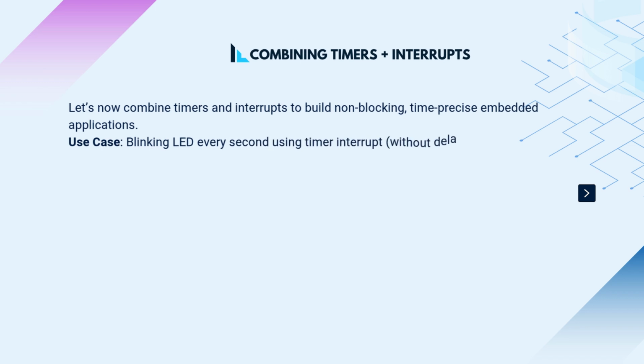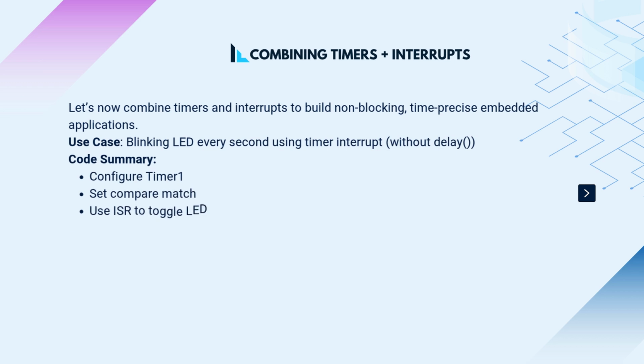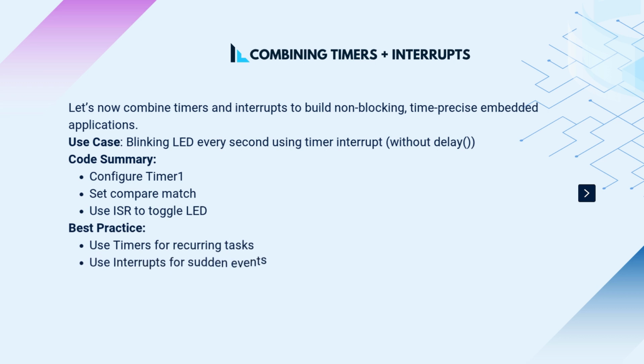Let's say you want to toggle an LED every 1 second, but without using delay. You set up a timer in CTC mode, match it for 1 second intervals, and attach an interrupt to that match event. Every time the timer reaches the match value, the interrupt fires, and the LED toggles. Meanwhile, the main program continues running, handling other logic, reading inputs, or controlling communication. This combination is extremely common in embedded real-time applications, like motor control loops, data acquisition, and even operating system scheduling.